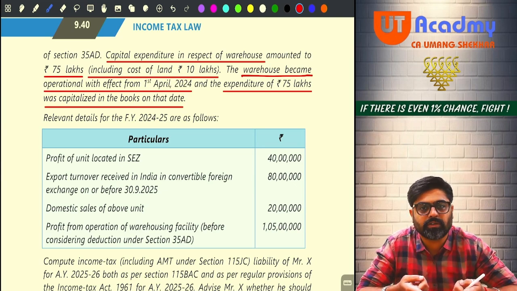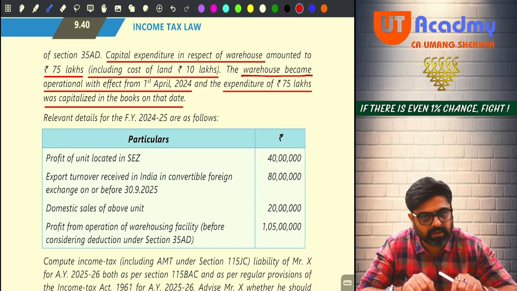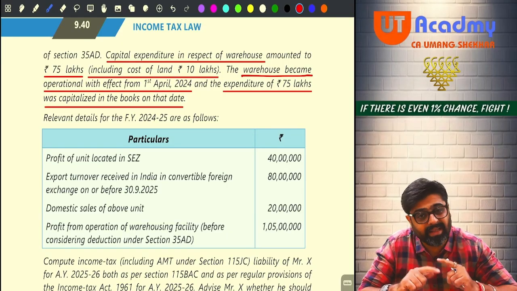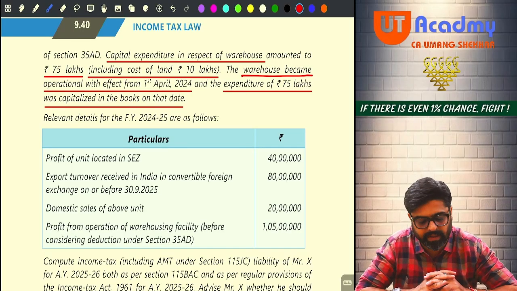So 24-25 is the first year. In this year, the pre-commencement capital expenditure will be allowed as a deduction because it was capitalized in the books. But the entire capital expenditure cannot be claimed. Only 65 lakhs will be allowed because out of 75 lakhs, 10 lakhs was the cost of land. That cannot be claimed as a deduction under 35AD.